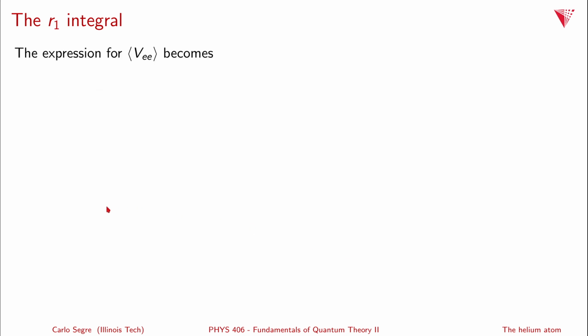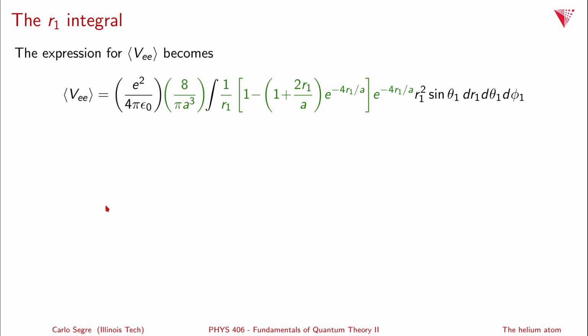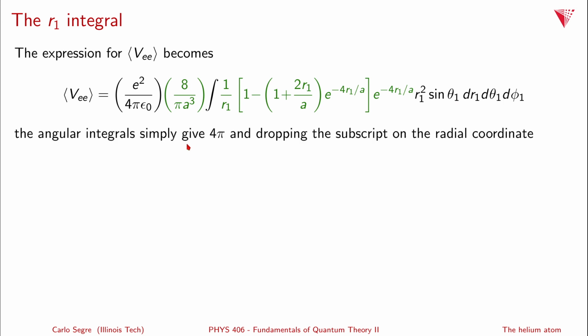We can take that and put it into the expression for v sub EE. So recalling where we had this, we had left out the integrals for r1 over a, and this is our value for the I2 integral. This is left over from the I1 integral. We have r1 squared, and then sine theta 1, dr1, d theta 1, d phi 1. And then we have our constants out front. So the angular integrals are very simple now because there's no angular dependence left over in the integrand.